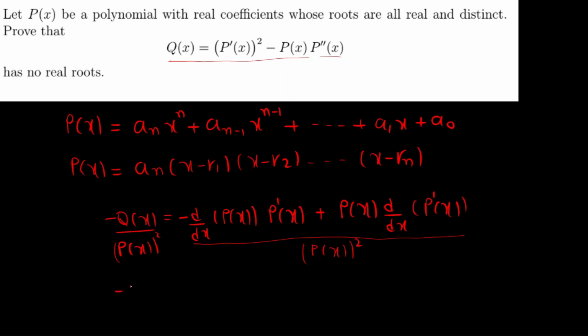And now we can write LHS, which is minus Q of x by P of x whole square is equal to d by dx of P dash of x divided by P of x. Now let's see what will be our P dash of x by P of x.